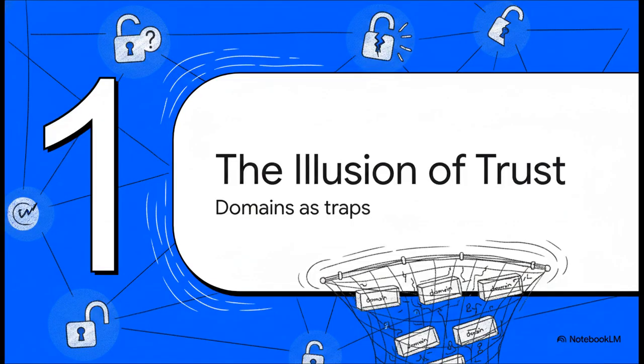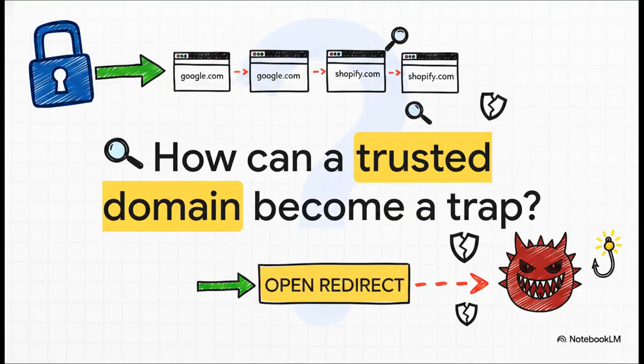All right, part 1, the illusion of trust and how trusted domains become traps. So how exactly does a domain you completely trust get turned into a trap? Think about it. If you see a link starting with google.com or shopify.com, your brain just instantly registers it as safe, right? But what if that trust is actually just a gateway?